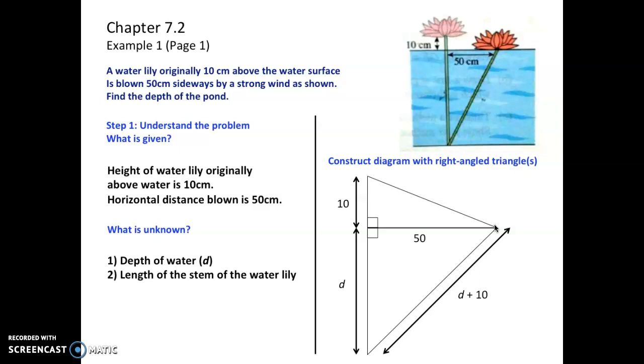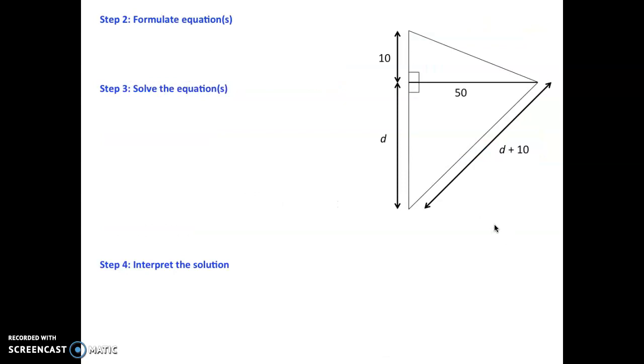So with this diagram here, we can now formulate our equation. So looking at our right-angled triangle, I'm looking at the triangle below. I can use the sum of squares of the two shorter sides, d squared plus 50 squared, to equate to the square of the hypotenuse, which is (d plus 10) squared. Now we want to solve this.